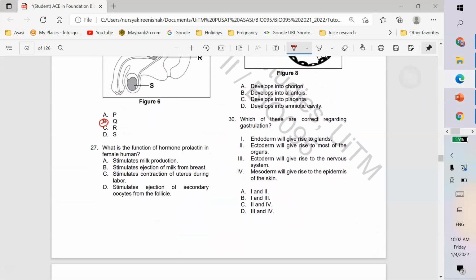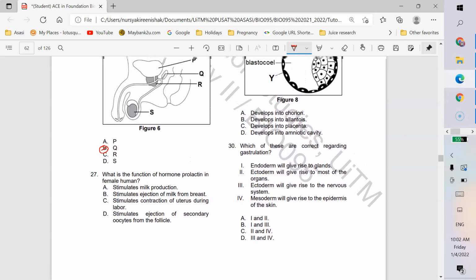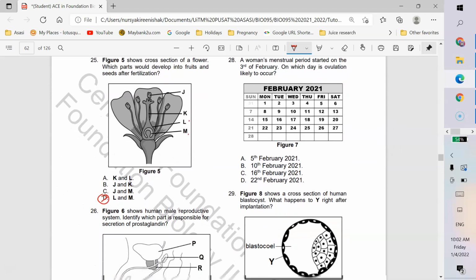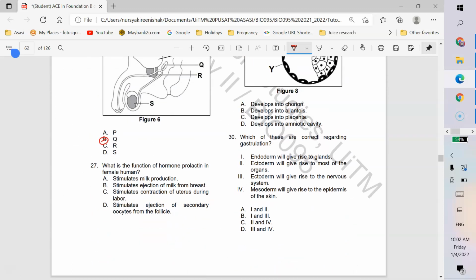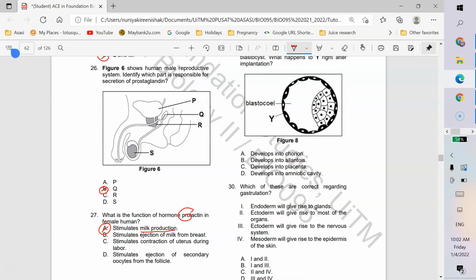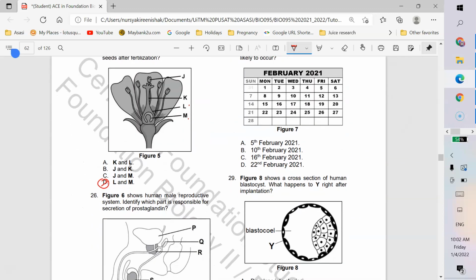Okay, so 27, the answer will be C. Sekejap, dalam soalan awak ni, soalan ni terkeluar. What is the function of human prolactin in human female? Dia adalah milk production. Prolactin produces milk. Oxytocin secrete the milk. So awak kena tahu prolactin fungsi apa, oxytocin apa dia. Okay, so 28, the answer will be C.